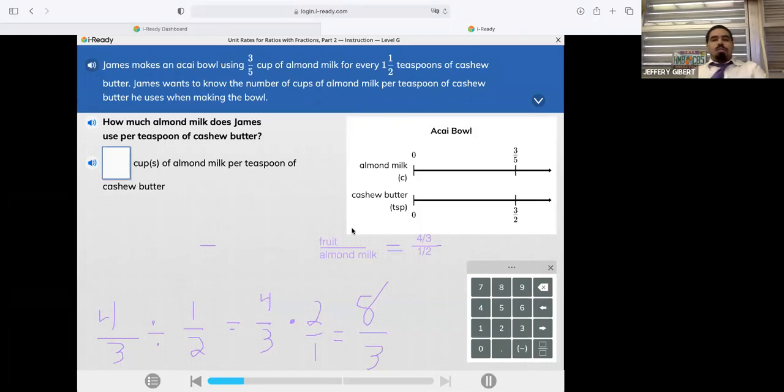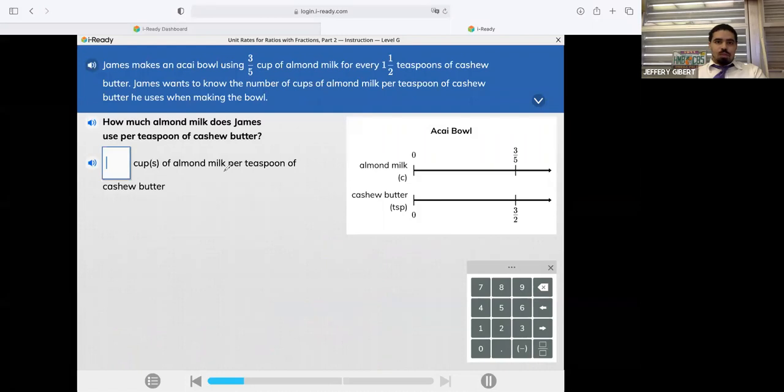All right, so now I'm comparing almond milk to cashew butter. So I got to do a new fraction. Almond milk comes first, so it goes on top. Almond milk over cashew butter, because that comes second. So then I'm going to look at the number line. Almond milk's first, so 3/5. 3/2 is the cashew butter. So I got 3/5 over 3/2.